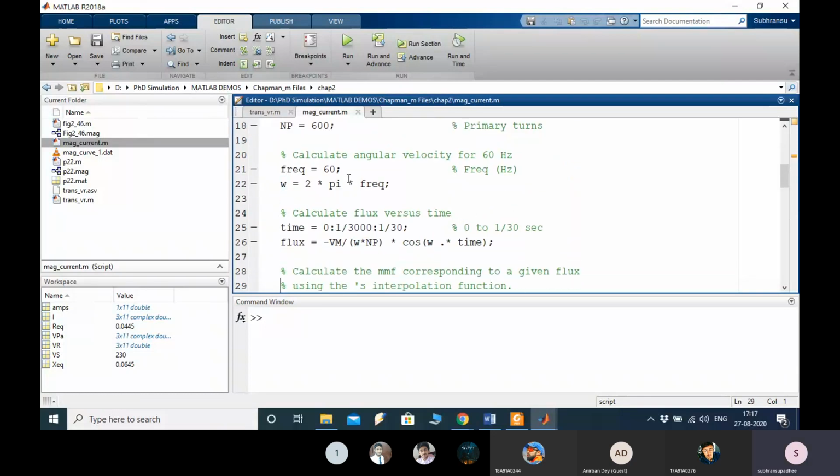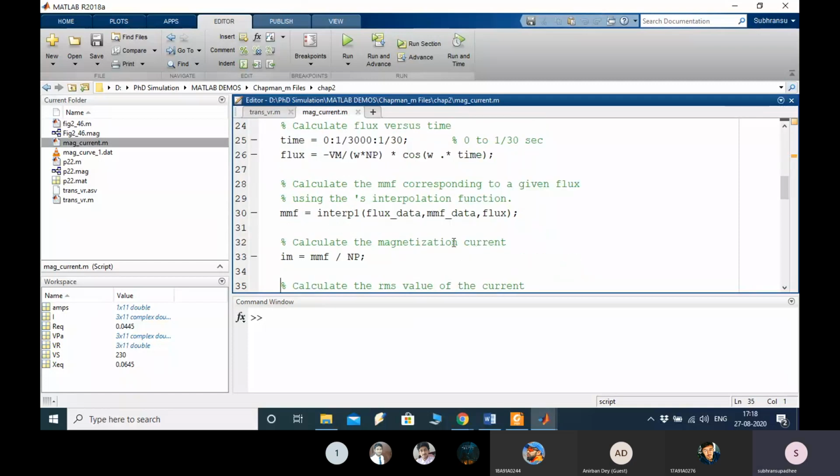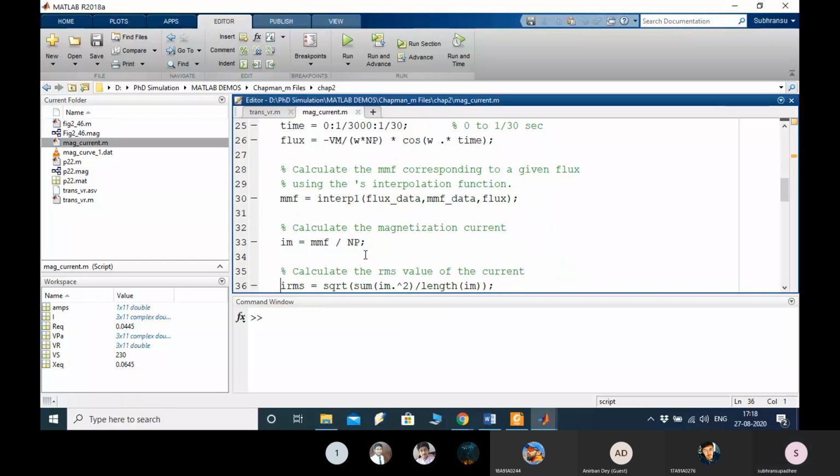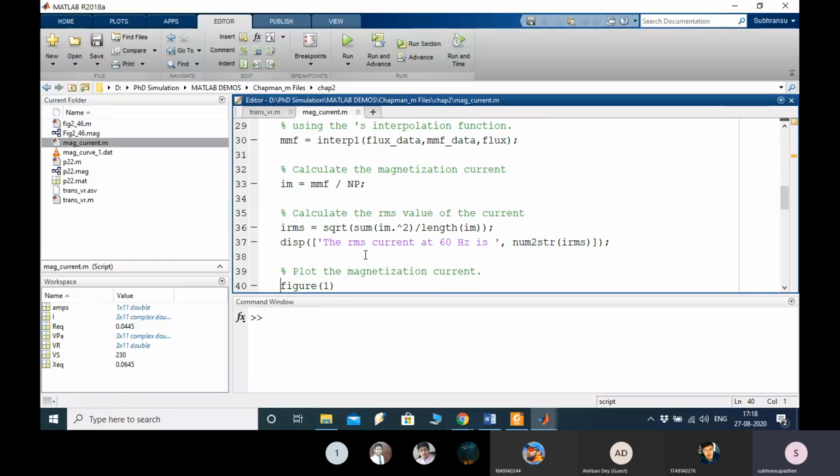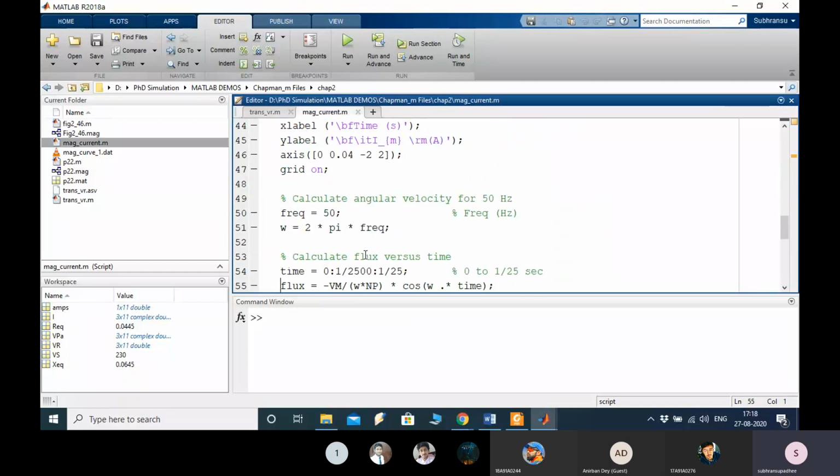Here the frequency is 60. You can also do it for a frequency of 50. Omega equals 2 pi f, and flux equals minus Vm divided by omega Np into cos omega t, and again you will find MMF, and Im, the magnetizing current, is the MMF divided by the Np. Then you can find the IRMS and you can plot. Similarly, you can do it for 50 Hz also.